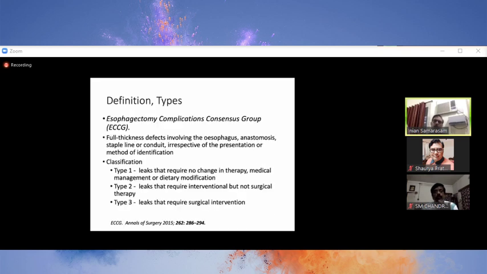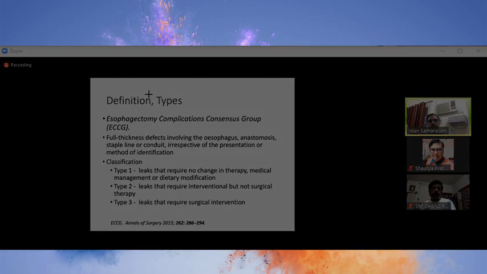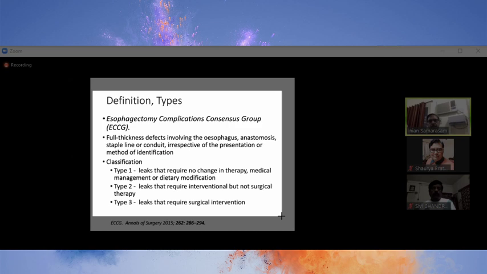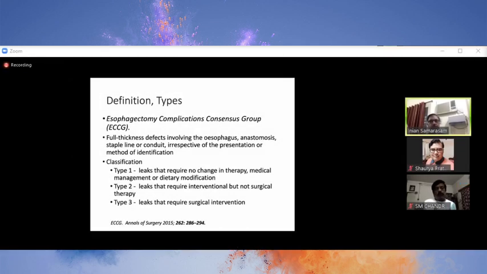Now, we need to firstly define what is anastomotic leak. Basically, it is defined as a full thickness defect, which involves either the esophagus or the anastomosis or the staple line or the conduit. And it is classified as 3 types. Type 1 is the leaks which are just radiological. Clinically, the patient is fine, therefore does not require any medical or special or dietary modification. So that is type 1.